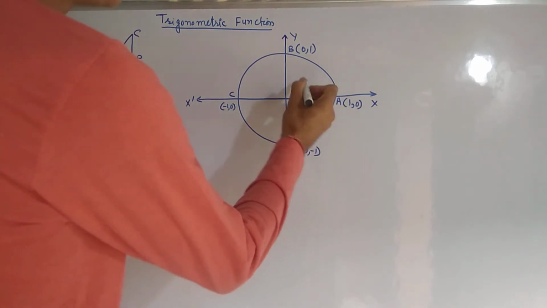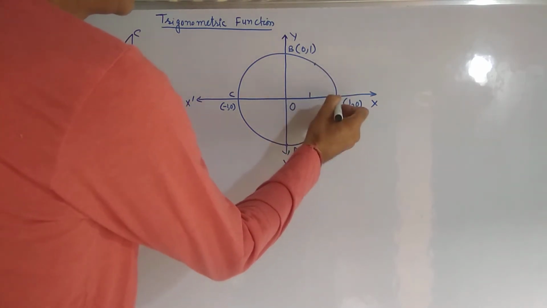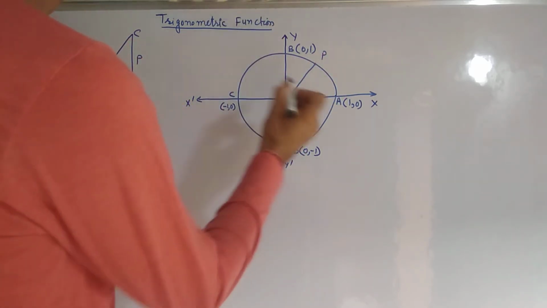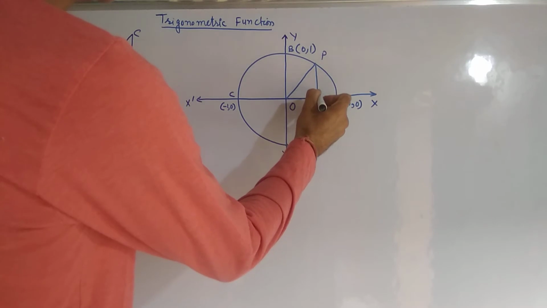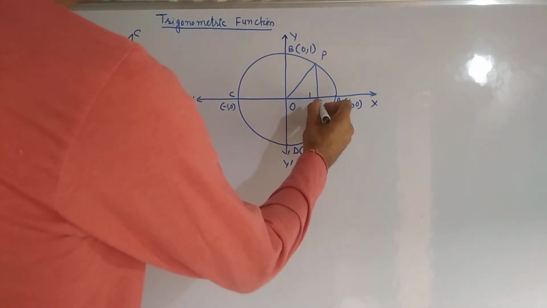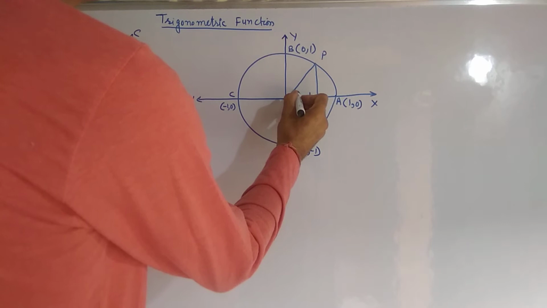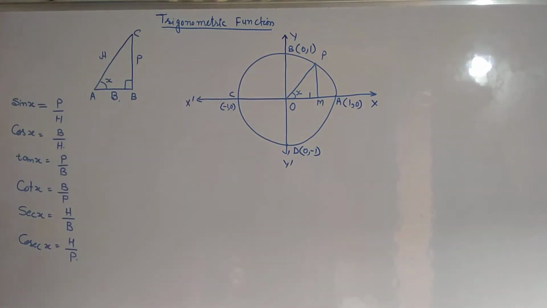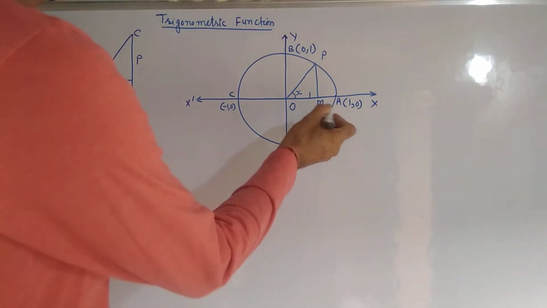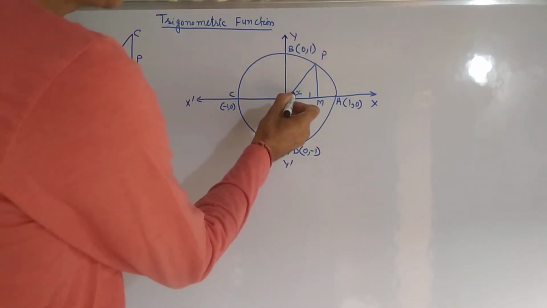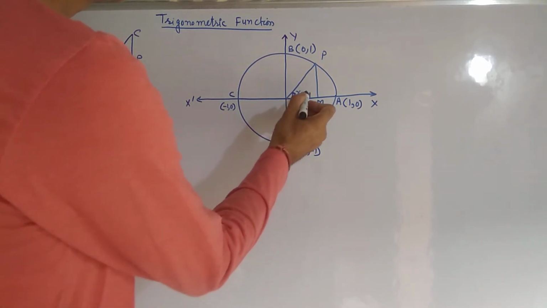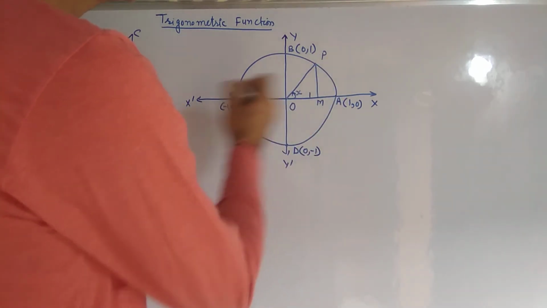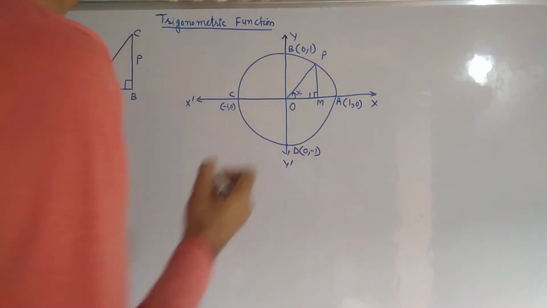Now see here, let P be any point on this unit circle, and we will drop a perpendicular PM, and this is a right angle triangle. Let x be the angle. Now x is in the anti-clockwise direction, and OPM is a right angle triangle.